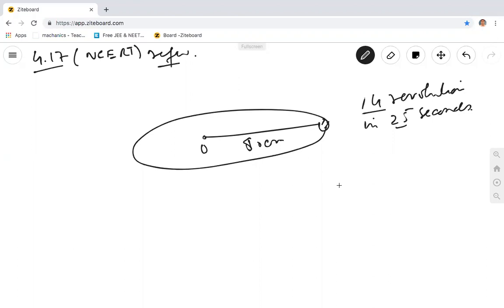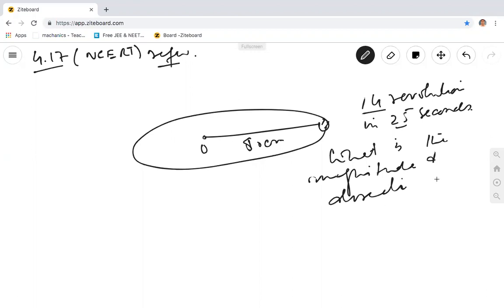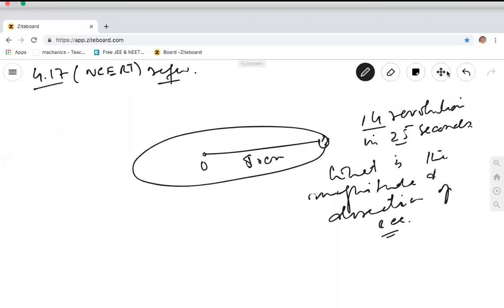What is the magnitude and direction of acceleration? This is a question that we have to solve. Just concentrate for a while.